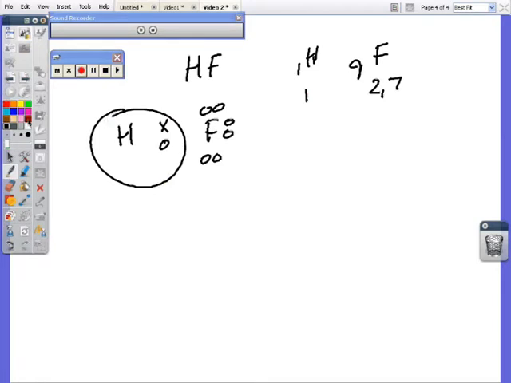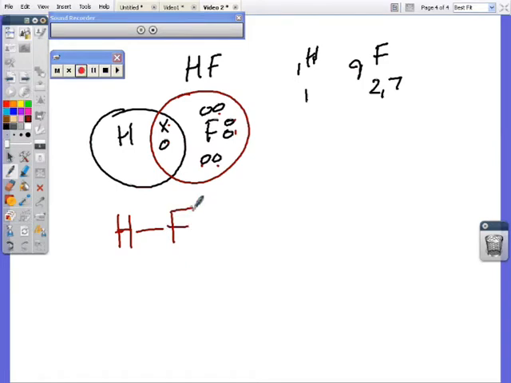that hydrogen has access to those two, therefore hydrogen has a full outer shell because it only needs two. This fluorine has access to 2, 4, 6, 8, so it is a full outer shell, and we have hydrogen fluoride, which is a single covalent bond between hydrogen and fluorine.